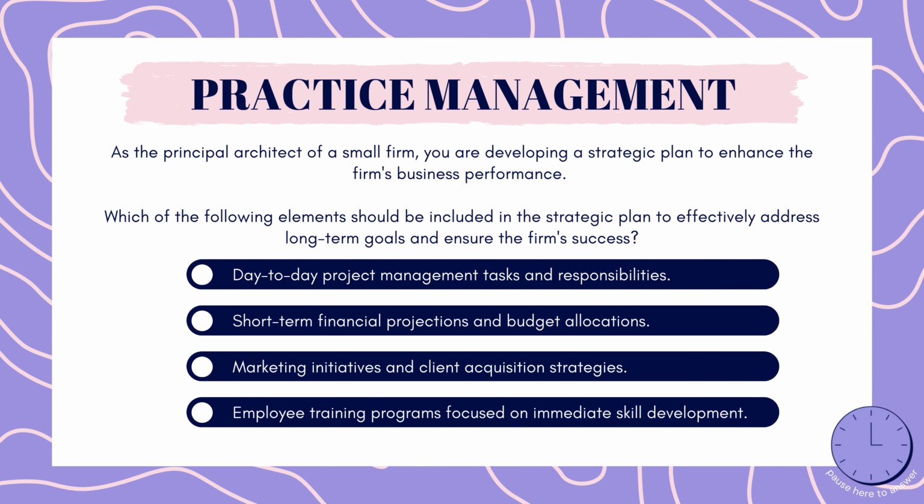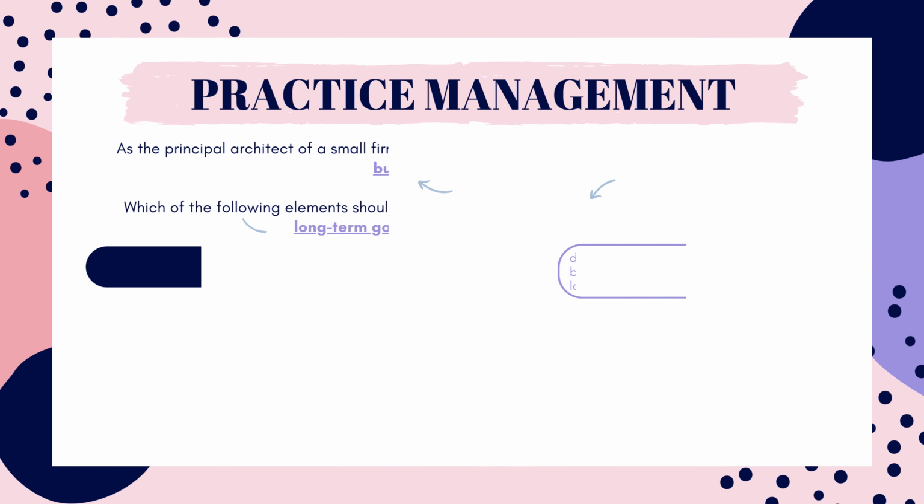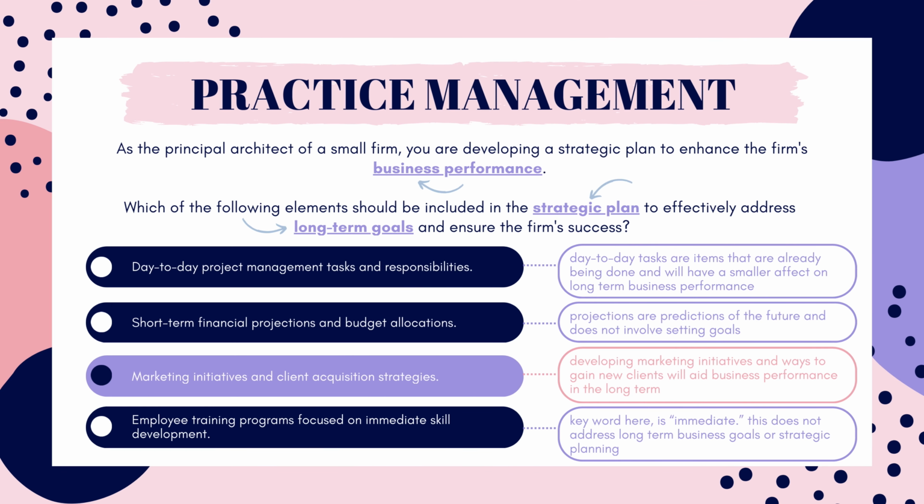And the answer is marketing initiatives and client acquisition strategies. To get this one right, you just need to pull from the question. You should be able to deduce the answer without knowing about ways to make a firm more successful. The key words in this question are business performance, strategic plan, and long-term goals. So let's go through this one by one.